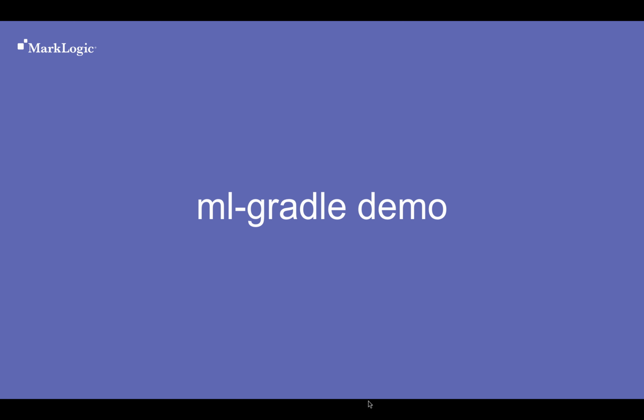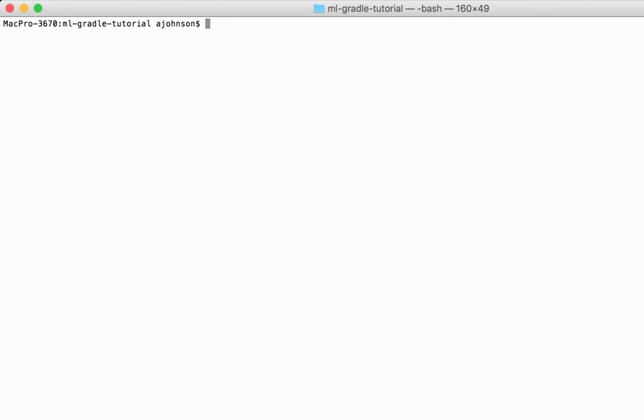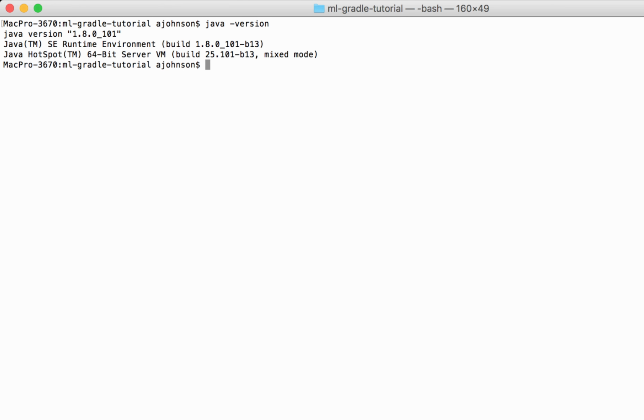Let's get started. We have some software dependencies to resolve before actually using ml-gradle. First, let's check that Java is installed and working. Java 7 and higher is required, but it's recommended to use Java 8. In a command line or terminal window, type java -version, and then press enter to double check your Java version. Another requirement is to install a current version of Gradle. In a command line or terminal window, type gradle -version.